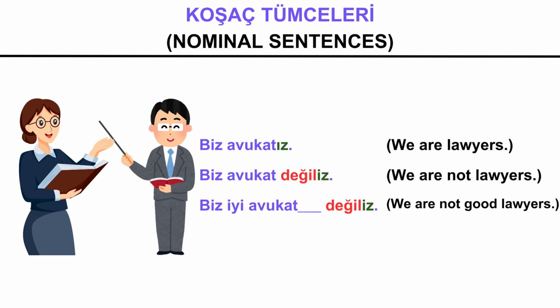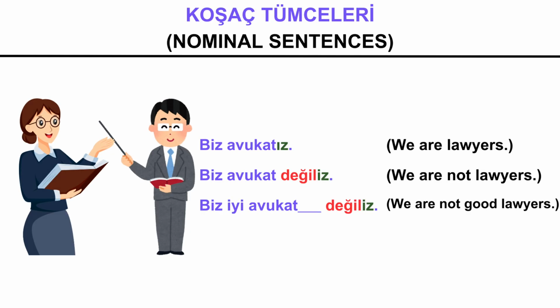Okay? One rule here. If we want to say again for biz, siz, and onlar, if we want to add an adjective before the noun, then we need to make the noun plural, and then we add the negative word with the personal suffix. So when we want to say we are lawyers, biz avukatız, right? When I want to make it negative, biz avukat değiliz. If I want to say we are not good lawyers, biz iyi avukatlar değiliz. So I added plural suffix to the noun. And then değil plus personal suffix as usual.